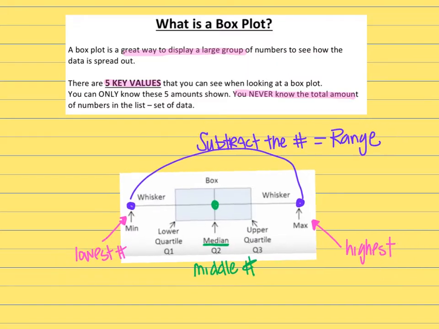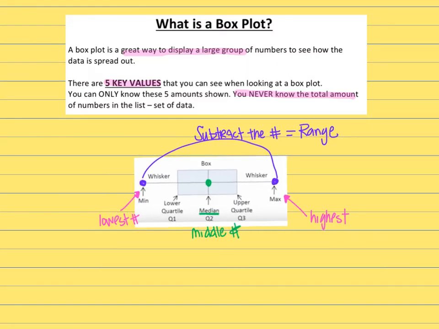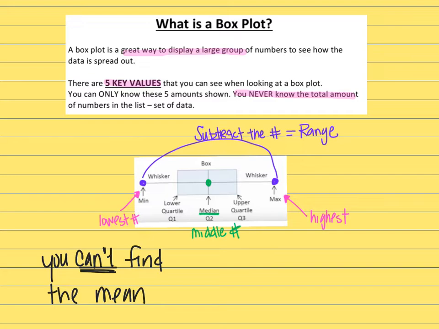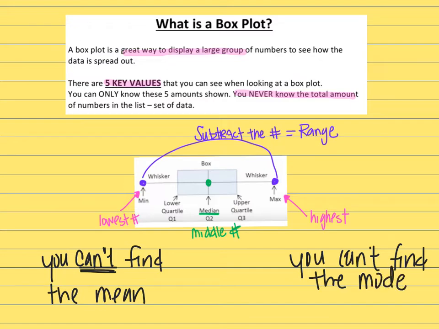There's 2 other things that I want to have you put down on your notes if you're in my class that are important to know. You cannot find the mean when given a box plot. You can't find the mean. There's no way to know the average. Also, you can't find the mode because we don't know the individual numbers that were in the grouping. So please make sure you add that to your notes if you're in my class.